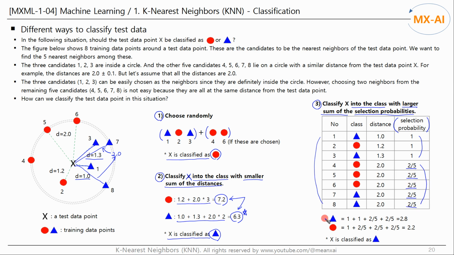Next, we compute the sum of the selection probabilities for each class. The sum of the selection probabilities for blue is 2.8. And the sum of the selection probabilities for red is 2.2. We choose the larger of the two. The test data point is classified as blue because blue has a larger selection probability.